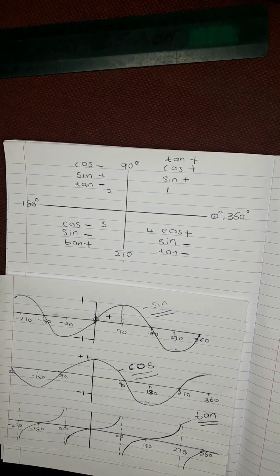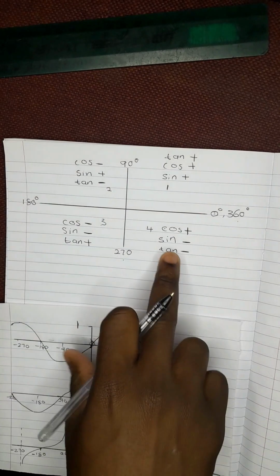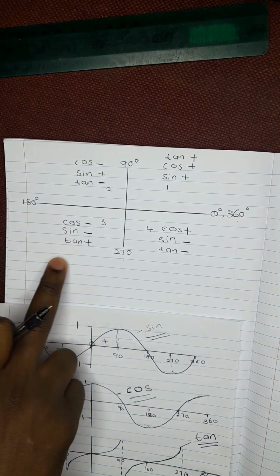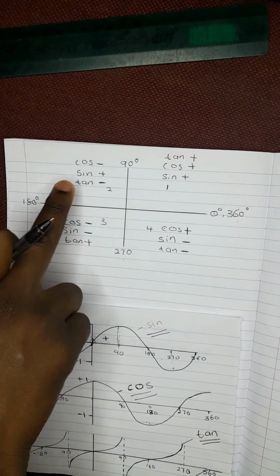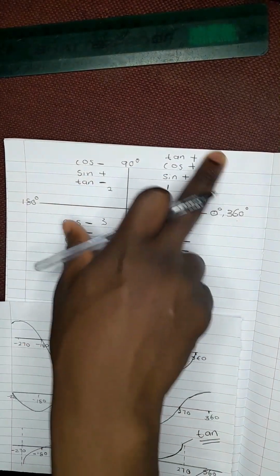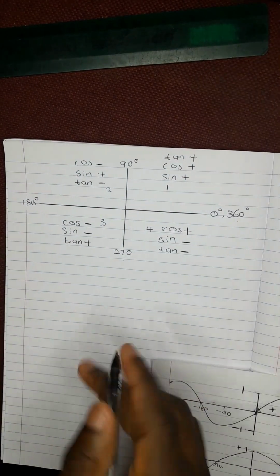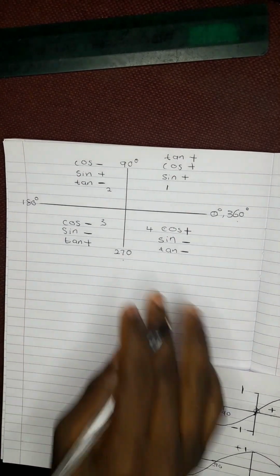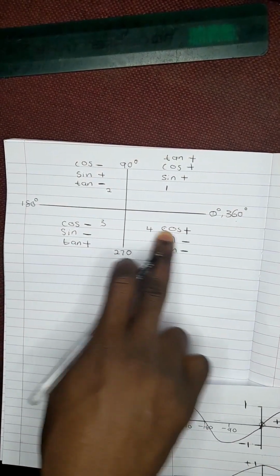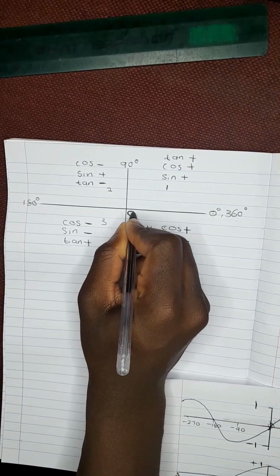All right. In order for us to remember: in the fourth quadrant, cos is positive. In the third quadrant, tangent is positive. In the second, sine is positive. And in the first quadrant, all of them are positive. We need an abbreviation for that. Since the only thing that is positive in the fourth quadrant is cos, we write C here.